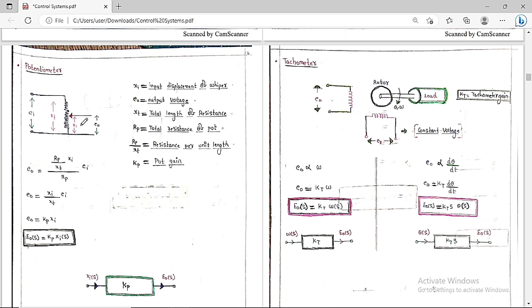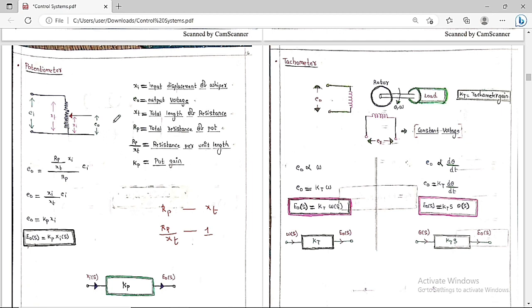So Xi is called the input displacement of the wiper, and E naught is called the output voltage, and Xt is the total length of the resistance, and Rp is the total resistance of the pot. So if Rp is the total pot resistance in the length of Xt, then what is Rp by Xt? Rp by Xt is the resistance per unit length, and Kp is called the pot gain.